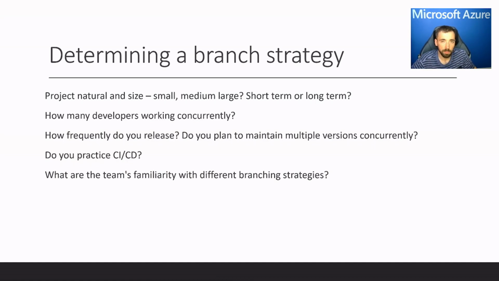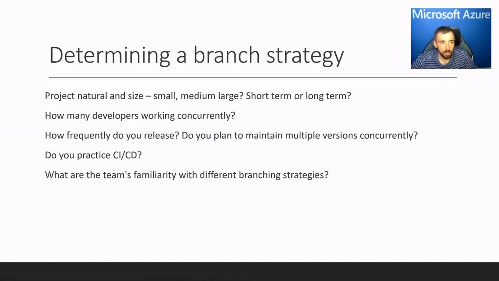How many developers are going to be working concurrently and potentially even separate teams? We could have one team of developers working in separate branches, but if we've got different teams that are also working on different parts of the application, that might influence our branching strategy to ensure we've got proper process and we can mitigate merge conflicts and things like that as well.